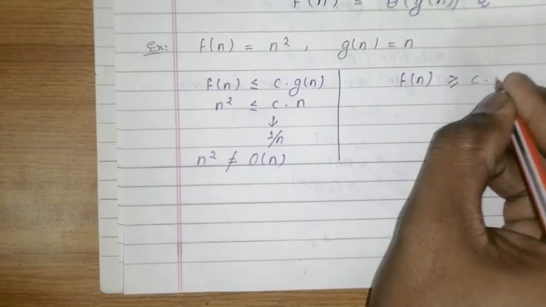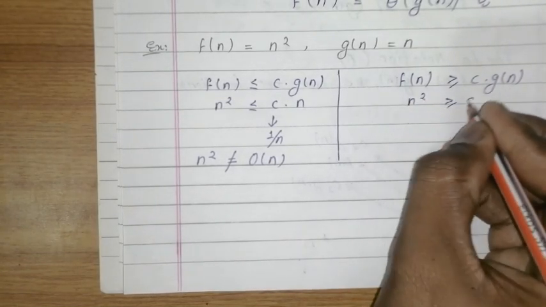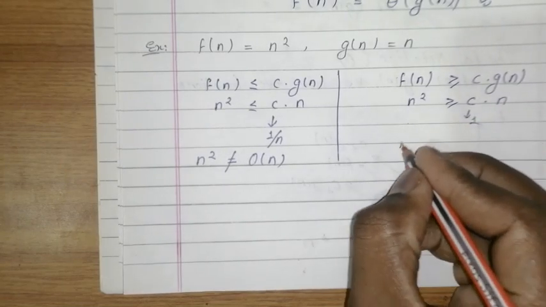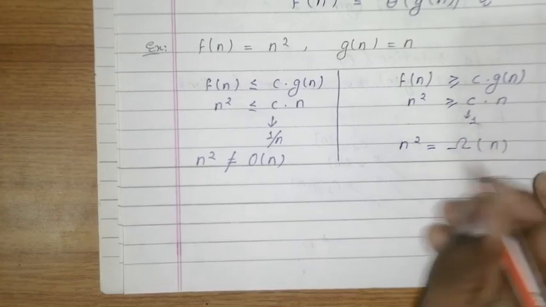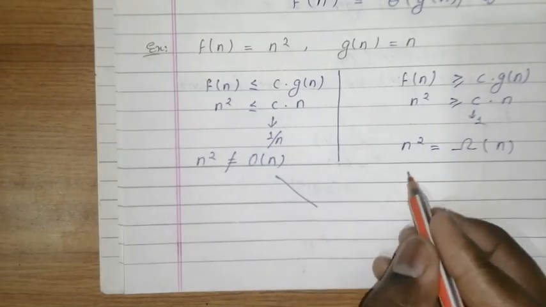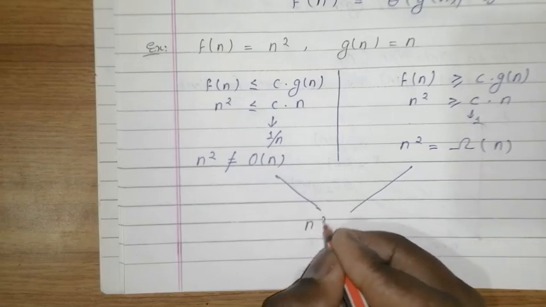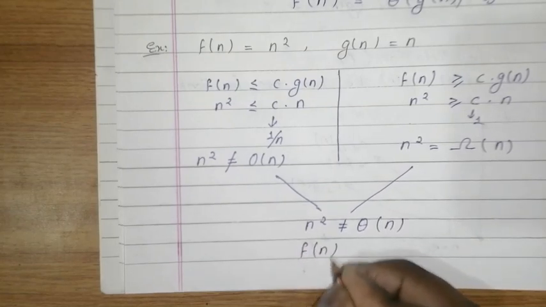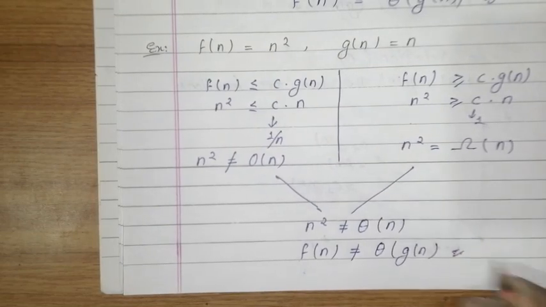So f(n) is n square is greater than or equal to c into g(n) is n. If we put the c value as 1, then definitely n square is equal to omega of n. Big O is not proved, but omega is proved. If one of the above fails, then we can say n square is not equal to theta of n. Therefore, f(n) is not equal to theta of g(n). Okay, that's proved.